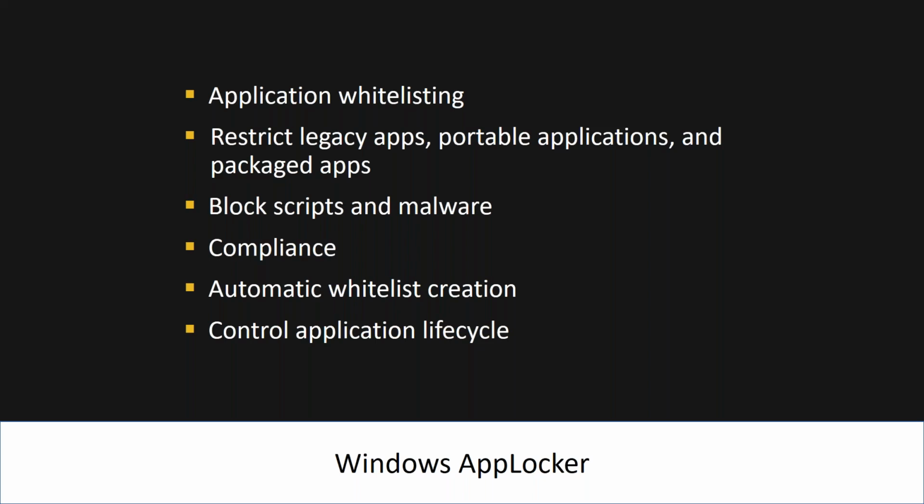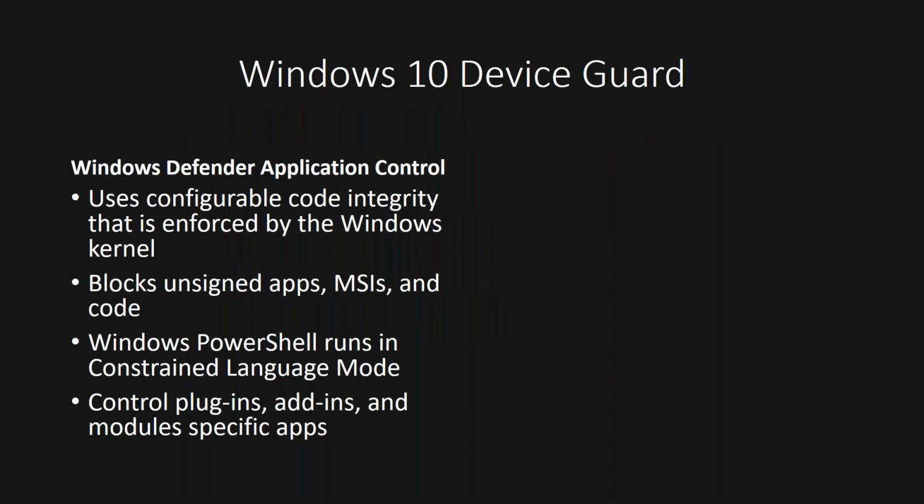sanctioned on your network. Windows AppLocker can also automatically create a whitelist by scanning a reference machine. So you don't necessarily need to go through and manually find every piece of software that you're running and add it to a list. But in Windows 10, we have a new technology.